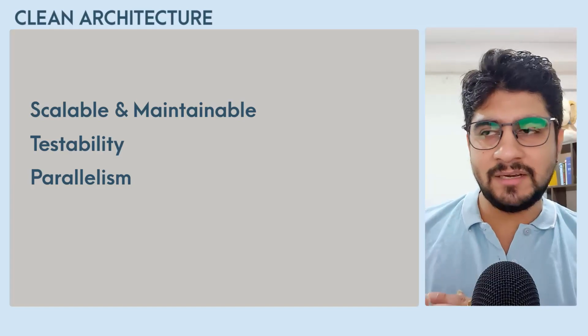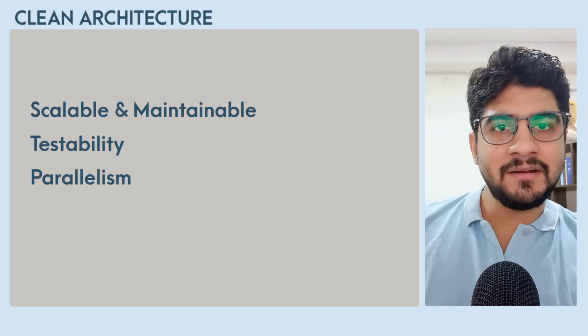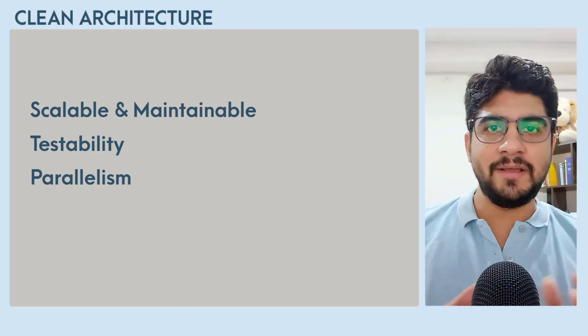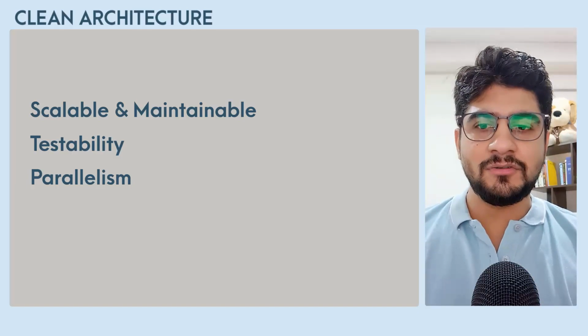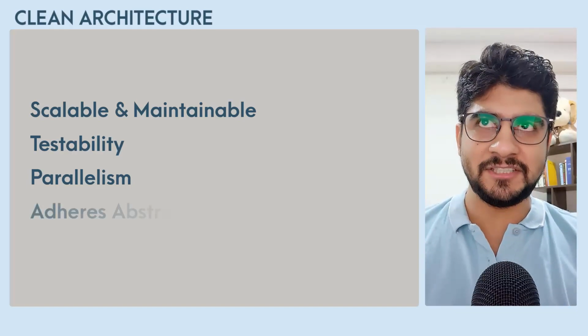So developers know that this is the boundary of this component, so my work ends here and the rest of the work will be done by the other developer. So that way it supports parallel working. A clean architecture majorly focuses on object-oriented programming concepts like abstraction.